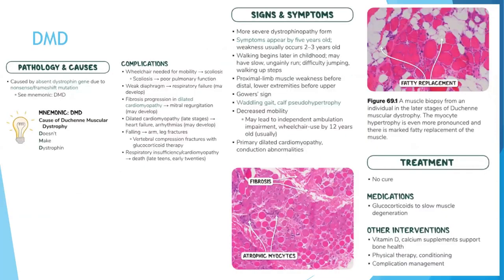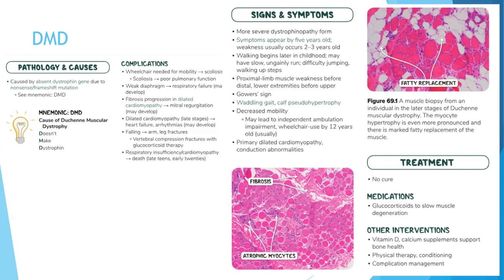So let's talk about Duchenne muscular dystrophy. It is caused by an absent dystrophin gene due to a nonsense or frameshift mutation. Okay, so a case of Duchenne muscular dystrophy does not make dystrophin. Now, complications: the patients are generally wheelchair bound and they suffer from scoliosis. Scoliosis will lead to poor pulmonary function. A weak diaphragm leads to respiratory failure, okay?